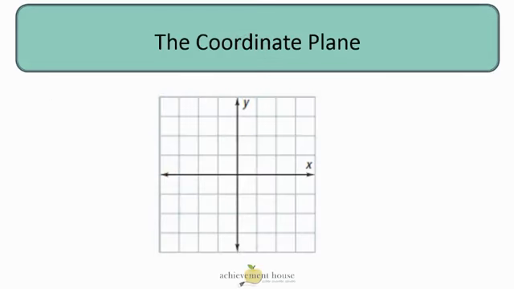This is just a little review reminder of what the coordinate plane is. You have your x-axis, your y-axis, and you have your grid system and your coordinates. 1, 2, 3 in the positive x direction, 1, 2, 3 in the negative x direction, 1, 2, 3 in the positive y direction, and 1, 2, 3 in the negative y direction.